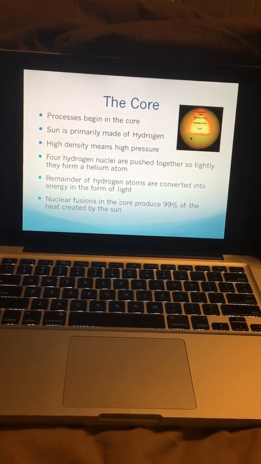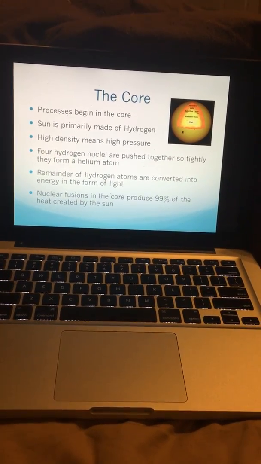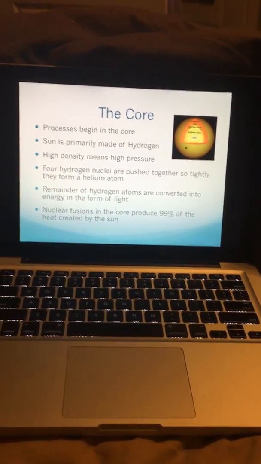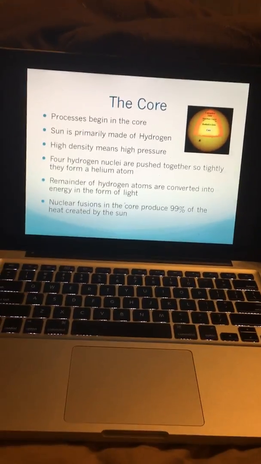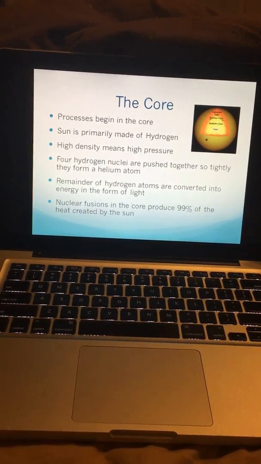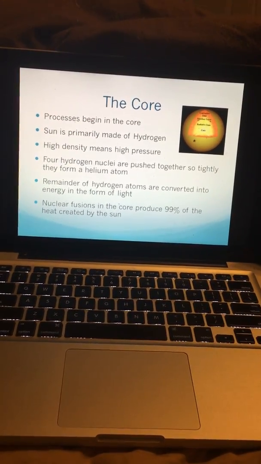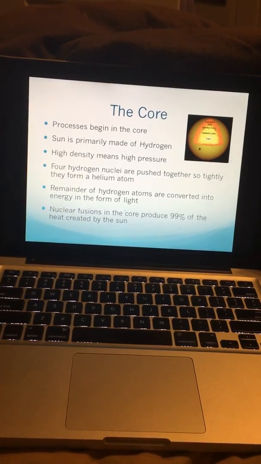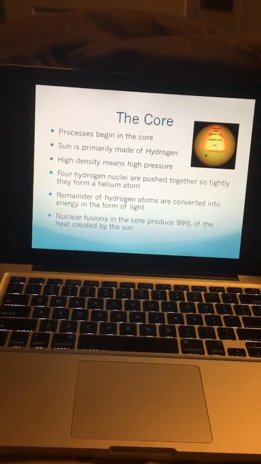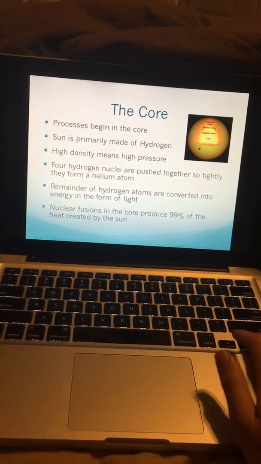The high density of the core creates a very high pressure. With this pressure and the high temperatures of the core, 4 hydrogen nuclei are pushed together so tightly that they form a helium atom. The remainder of the hydrogen atoms is then converted into energy, but in the form of light instead of heat. These nuclear fusions in the core produce roughly 99% of the heat created by the sun. From here, the heat is simply transferred through processes like radiation and convection in other parts of the sun.